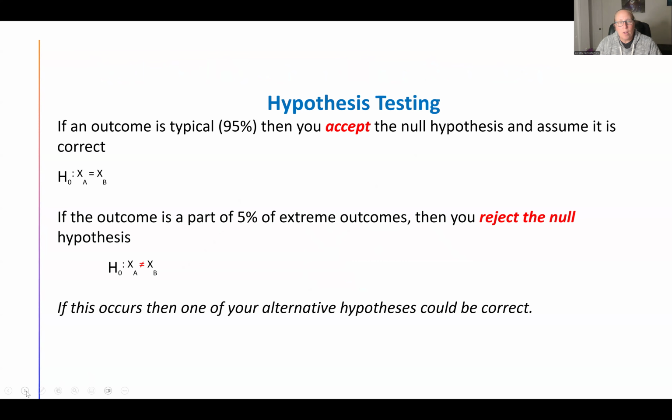So we're testing our hypothesis and we're looking to find something that is within or outside of the 95%, okay? If it's within that 95%, you accept the null hypothesis, meaning that there is no difference, that your two samples are not different enough. If the outcome is part of that outside 5% extreme, then you're going to reject the null hypothesis, meaning that there is a difference in the two samples and one of your alternative hypotheses could be correct.